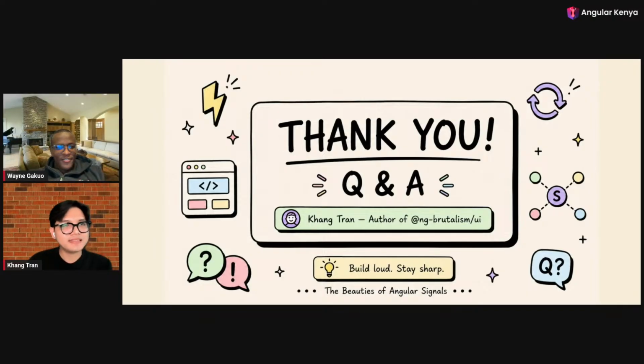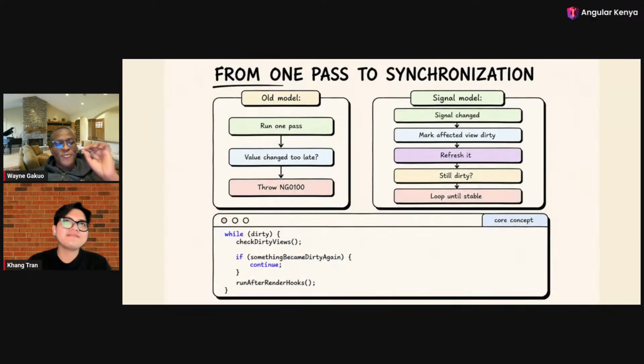Hi, thank you very much, Kang. I think that was a very good overview, and at least a deep dive into what exactly signals are and how they compare to the normal change detection that we're used to. One of my key takeaways was that signals do not push values, they push dirtiness, and then templates pull the values. That was a really good point.